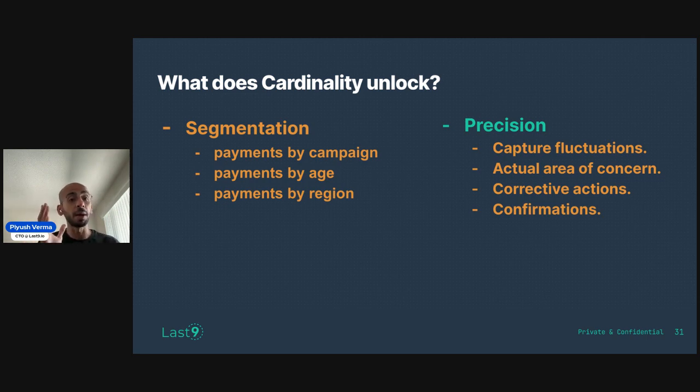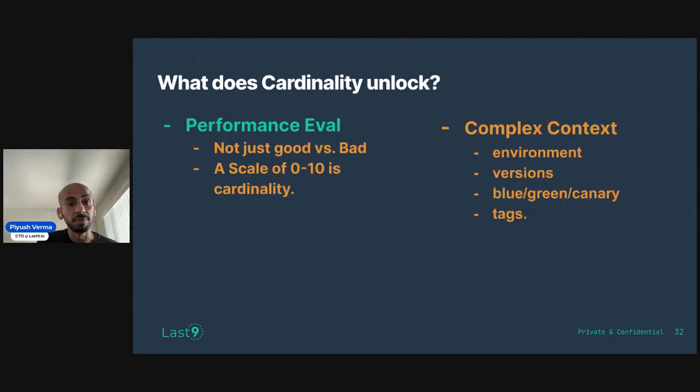Precision. You can capture fluctuations. Because you're going granular to a degree that you're not just observing as a whole, but as different parts of the system, you could say, here's a fluctuation happening on a subsystem, on a substack of this entire system, so that you can act on it faster. You can take corrective action. More importantly, it also acts as a confirmation for you to know that my deployment in my canary or my AB has actually genuinely fixed this before it impacted the rest of the system.